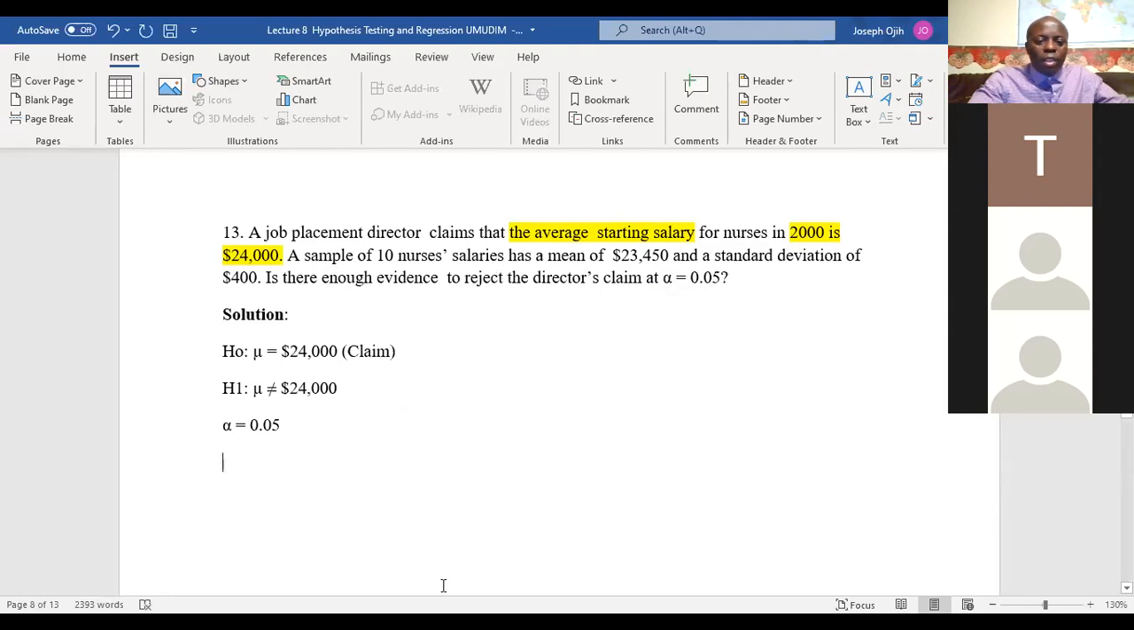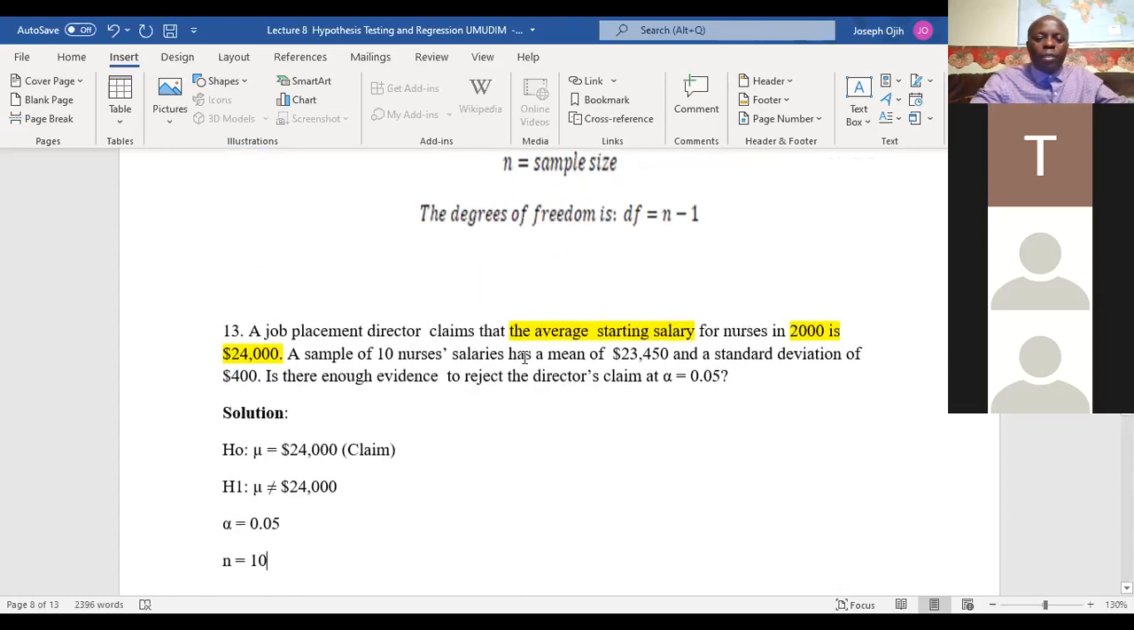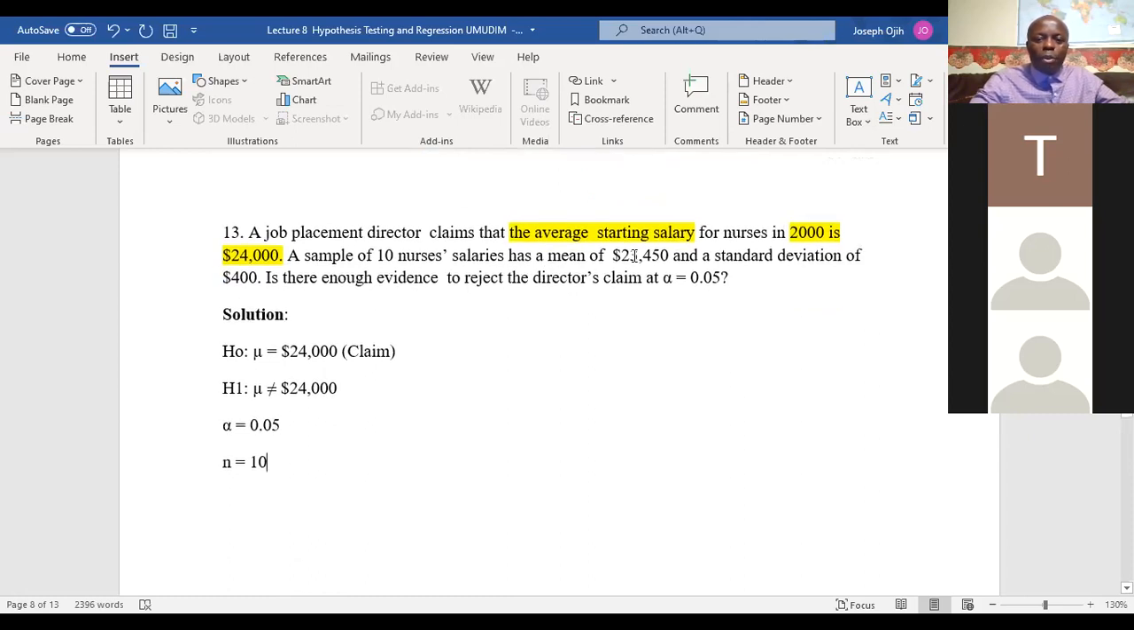So now, let's get the sample mean. It said a sample of 10 nurses. You can see that the sample size is small, 10 nurses. That tells us we are using the test where the sample size is small, less than 30. For this particular sample of 10 nurses, the sample mean, which is X bar, becomes 23,450.